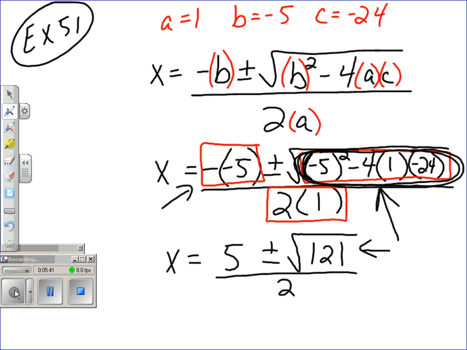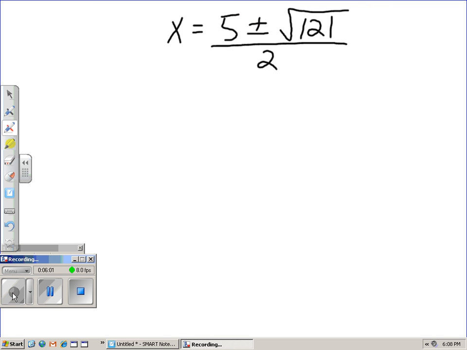The square root symbol is still there. That's going to be step 2. So step 1 is simplify the 5. So I simplified the 5. I simplified the number under the root, and I hadn't done this yet. I simplified the number on the bottom. 2 times 1 is 2. So step 1 is simplify those 3 things.